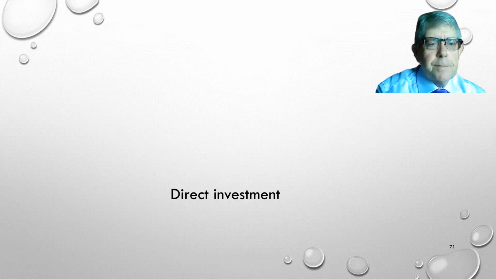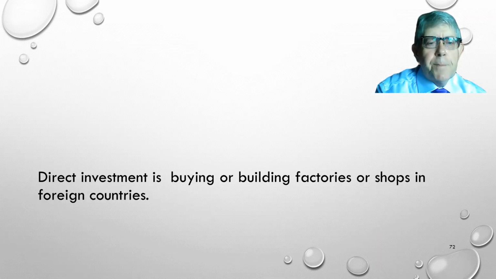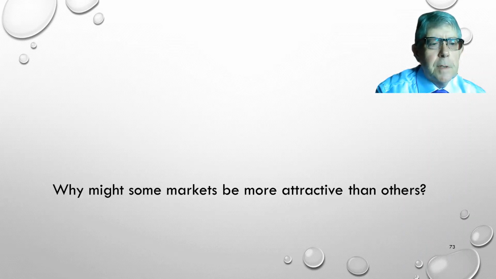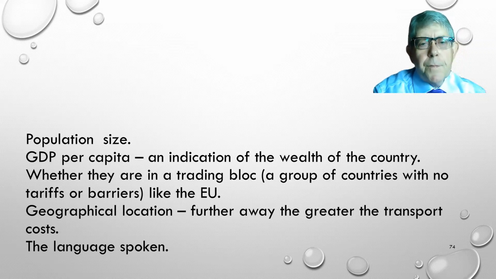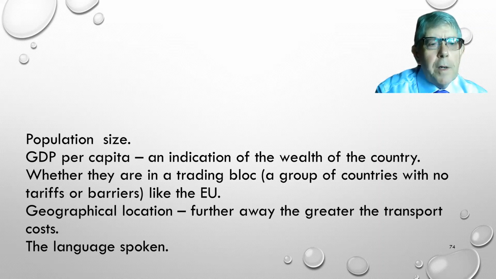Direct investment. Direct investment is buying or building factories or shops in foreign countries. Why might some markets be more attractive than others? Population size, GDP per capita, which is an indication of the wealth of the country. Whether they are in a trading bloc, that's a group of countries with no tariffs or barriers like the EU. Geographical location, the further away, the greater the transport costs, and the language spoken.